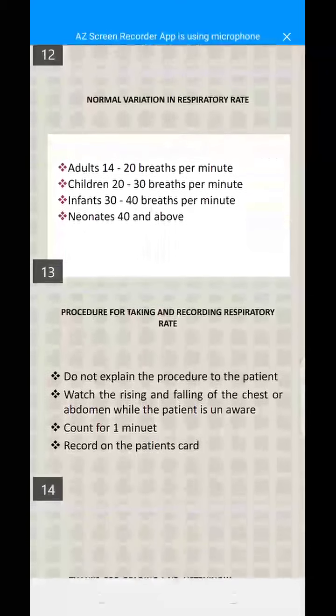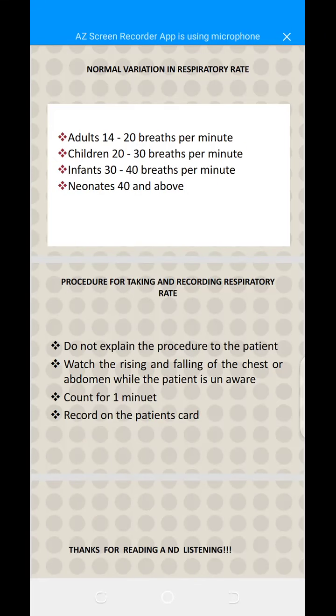So under normal circumstances, there are normal variations in respiratory rate depending on the age of a patient. For example, an adult person is expected to respirate 14 to 20 breaths per minute. At times it can be 16. In some textbooks they will tell you 16 to 20 breaths per minute, but all are within the normal range.